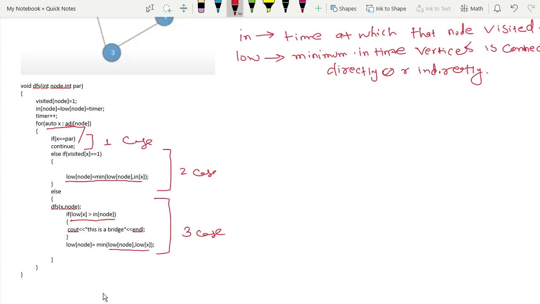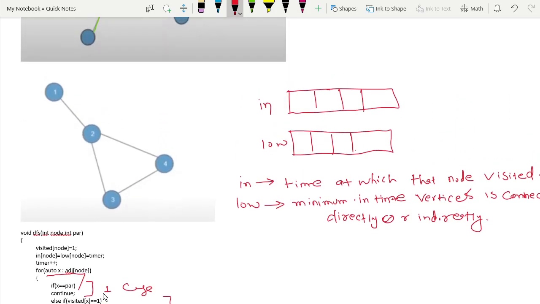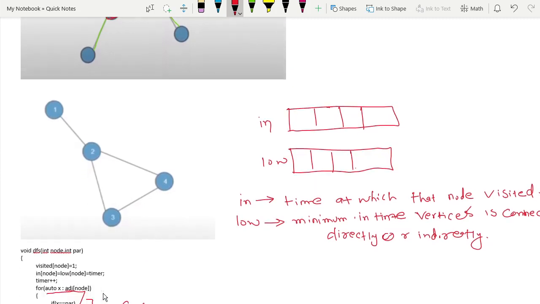I am going to explain this example in the next video. So this was the overview of how we can find the bridges. In the next video, I will be explaining this example together with the code in a detailed way. Okay, thank you very much.